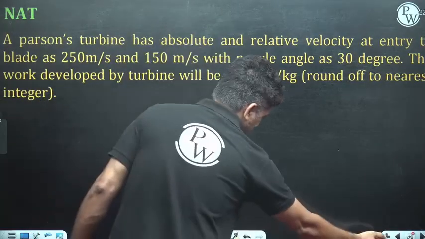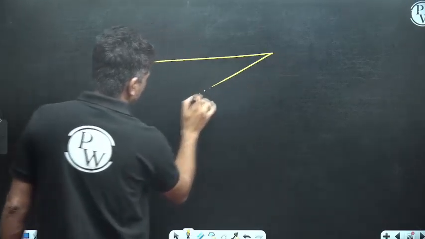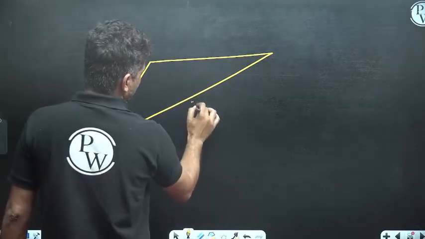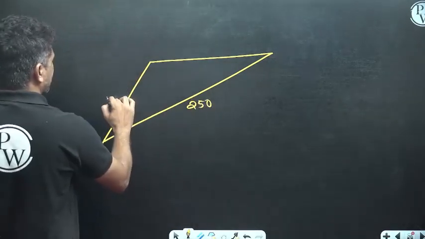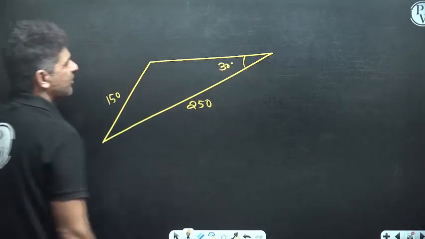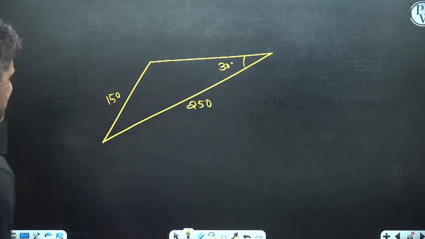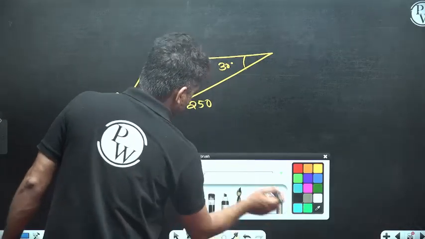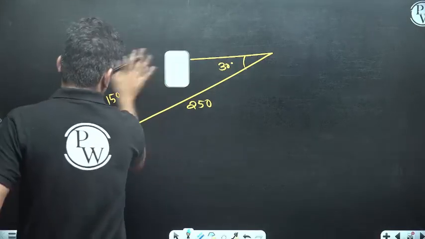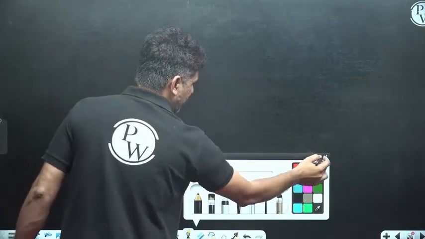So he is saying that if we draw the velocity triangle of a Parsons reaction turbine, this is how the velocity triangle is looking. This velocity is 250 meter per second, this is your 150 meter per second, and you see this angle is your 30 degree. Is it clear? So this is how your velocity triangle is looking. So I can complete this velocity triangle. Wait a second, this is a little bit deformed. Okay, so I will draw it properly.